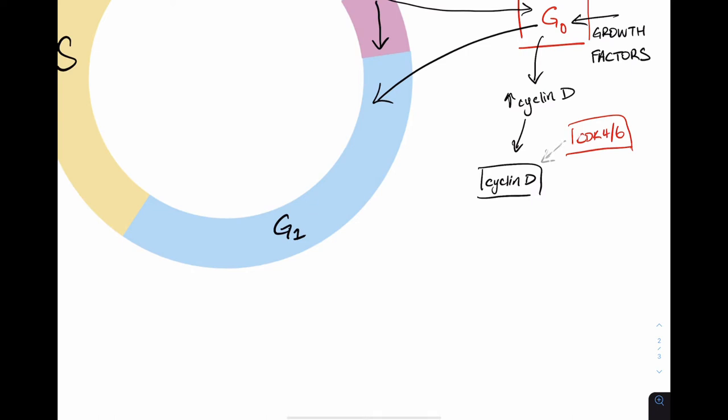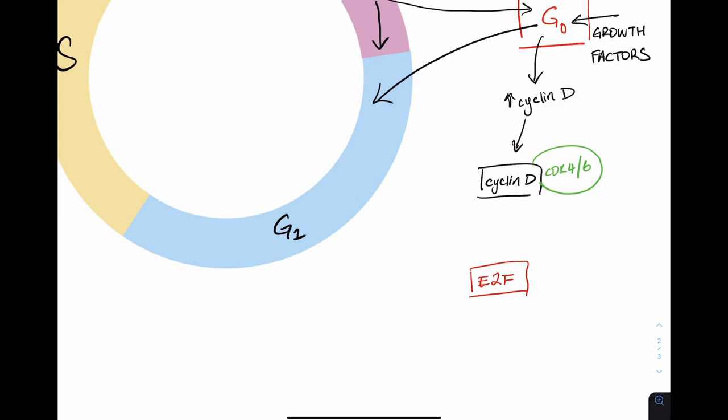And so the binding of cyclin D to CDK4 or 6 creates a cyclin D CDK4/6 complex. Currently, there's an abundance of inactive E2F complexes. I've put in red here as inactive and green as active. That means that this inactive E2F is unable to stimulate expression of G1 to S transition genes. This E2F complex is inactive because of the protein RB bound on it.